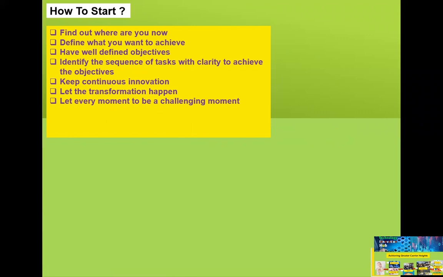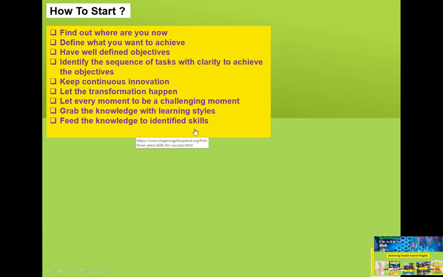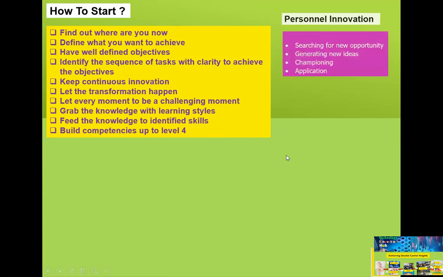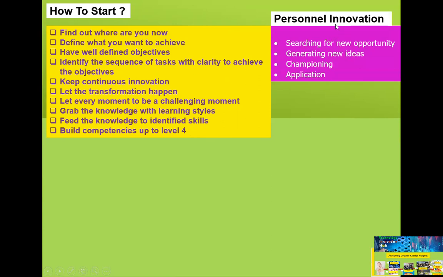You keep going. Grab the knowledge with learning styles. This is how you should gather the knowledge using your best learning style, and then feed the knowledge to the identified skill. You all know this because we have explained it, and you have to build the competencies up to level 4, the best competency level. Then you have this personal innovation. Here you saw this step: let the transformation happen, and continuous innovation.